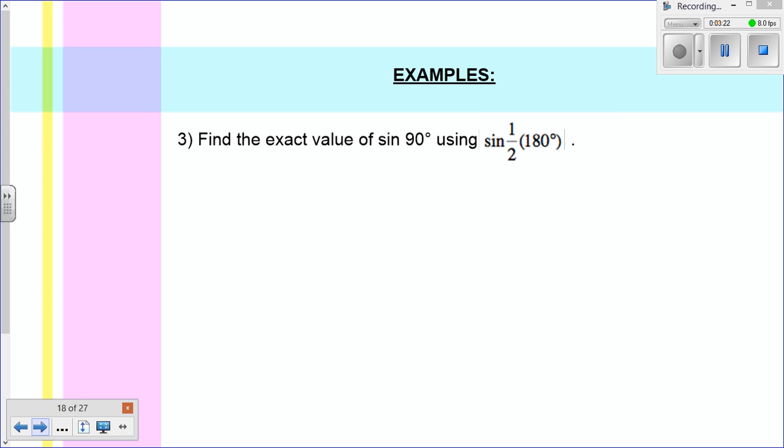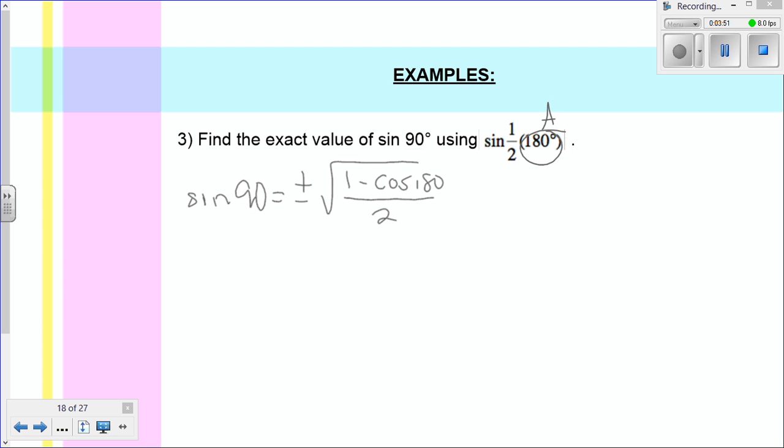Find the exact value of the sine of 90 using sine 1/2 of 180. Well, 180 is what a is equal to. So the sine of 90 is equal to plus or minus the square root of 1 minus the cosine of 180 divided by 2.